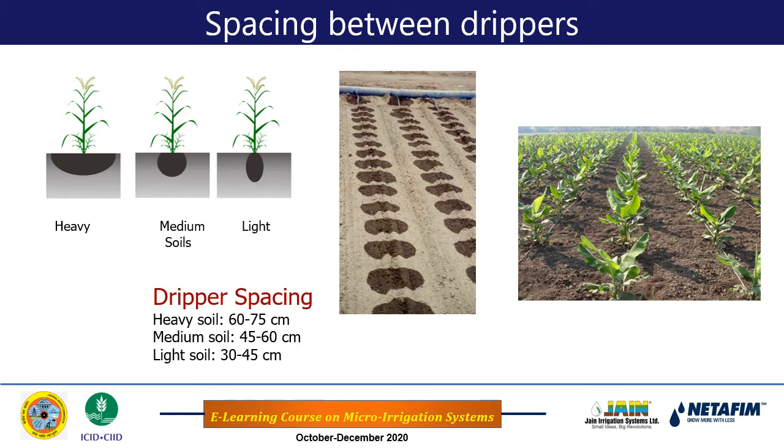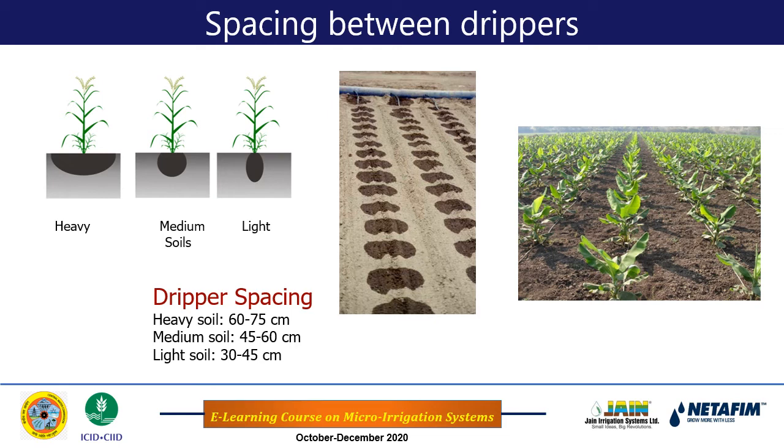So what is its significance actually? It has significance on the spacing between emitters. Say, for example, if you have heavy soil and one emitter, then as that emitter will have more lateral spread, the next emitter has to be installed a bit away from the first emitter.